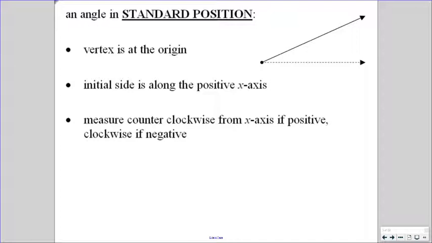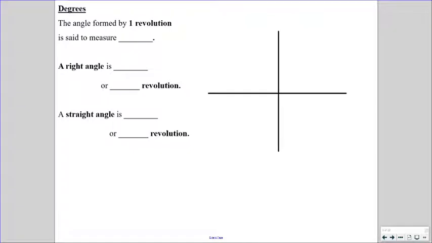The vertex is at the origin. We measure positive angles starting from the positive x-axis going counterclockwise. Okay, so two commonly used measures for angles are degrees and radians. So we're going to talk about degrees first. The angle formed by one revolution is 360 degrees, a full circle here. We'll always note degrees with a degree symbol because that's how we're going to distinguish between degrees and radians.